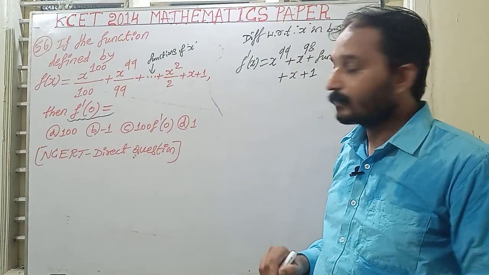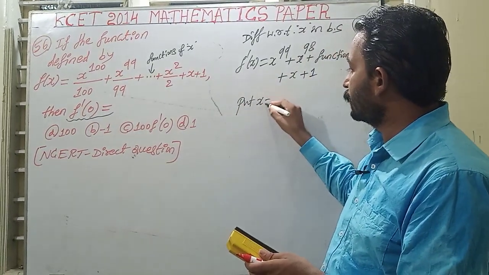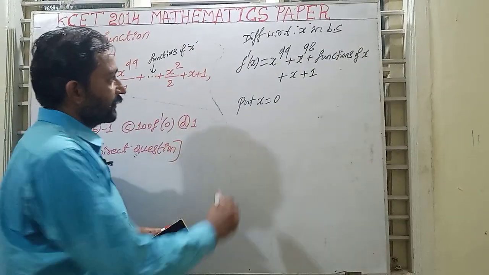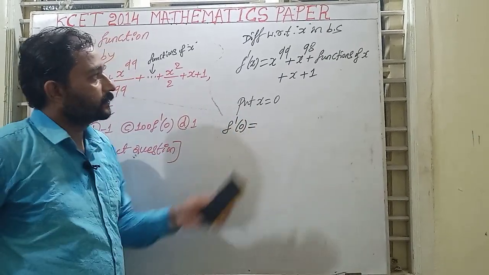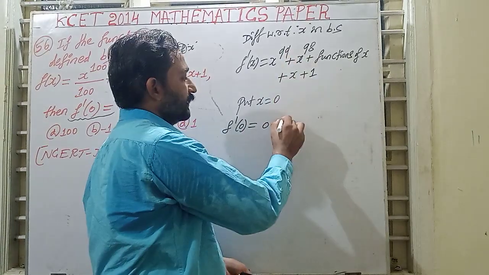This is not the answer because we have to find f dash of 0. So put x equal to 0 on both sides, and we get the required answer. f dash of 0 equals 0 to the power of 99, which is 0, and 0 to the power of 98, which is 0.